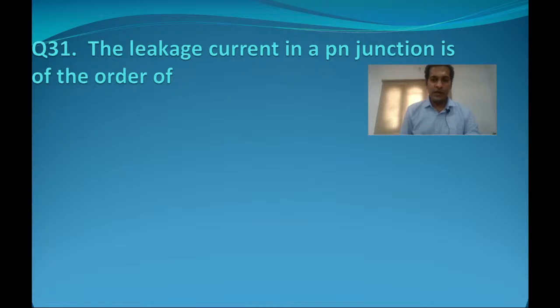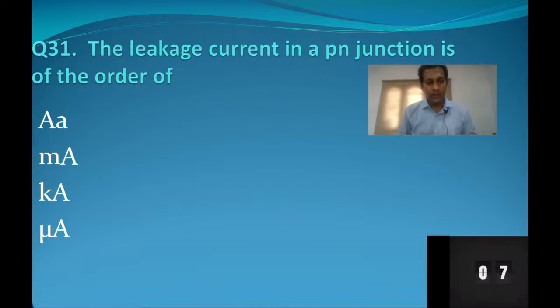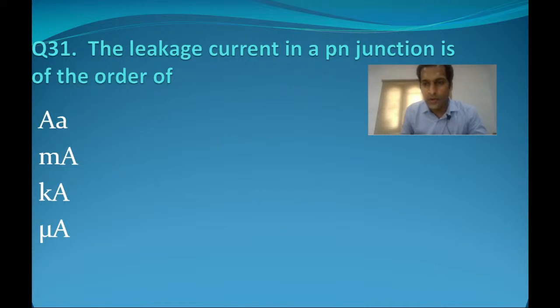Next, the leakage current in a PN junction is of the order of: amperes, milliamperes, kiloamperes, or microamperes. The leakage current is due to minority carriers. Minority carriers are not in much number. So what should be the value of leakage current? Should it be small or more? Your time ends now. The answer is microamperes. A very small amount of leakage current is present.